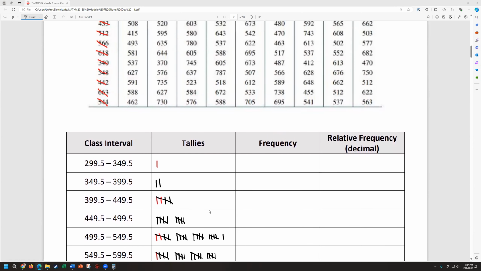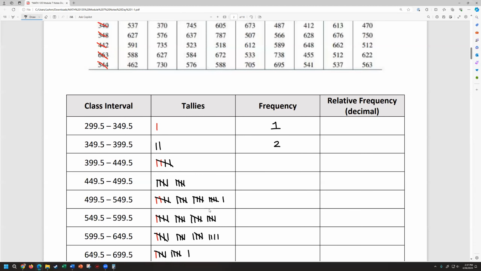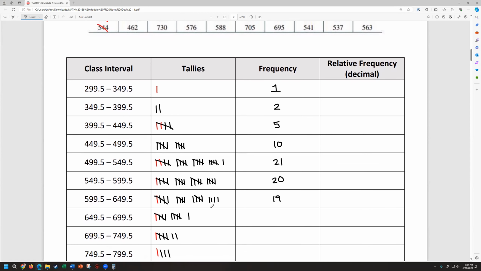So what we do to tell how many, and notice there's a diagonal bar anytime I got 5. So 1, 2, 3, 4, and the 5th one is a diagonal. That's just so you can easily see and count by 5s. But essentially, the frequencies is just the number of elements that were in each group. So that's a 1, a 2. This group will be a 5. This is 10. 5, 10, 15, 20, 21. 5, 10, 15, 20. 5, 10, 15, and then 4 more, so that'd be 19 items. 5, 10, one more would be 11. 5, 6, 7, and 4.